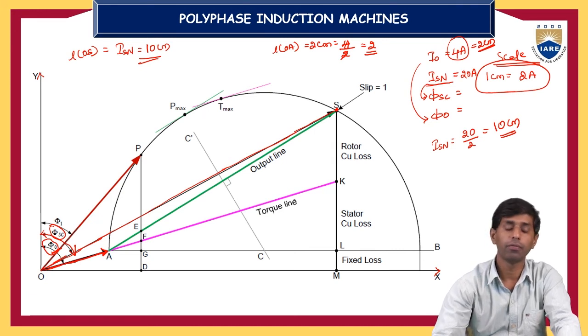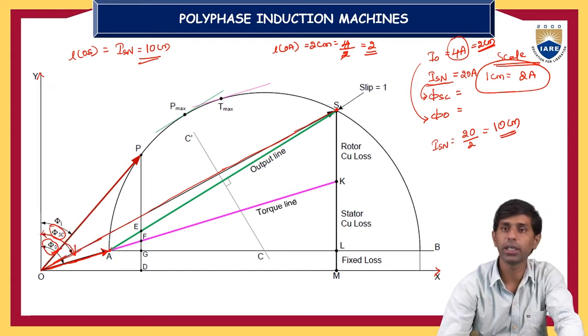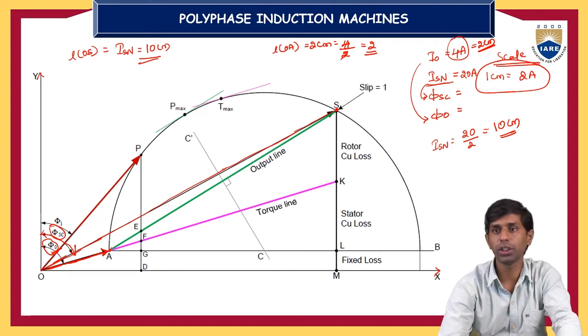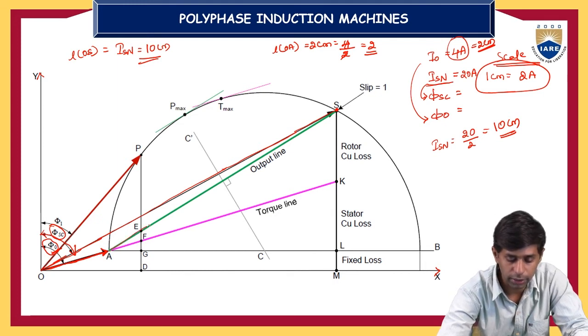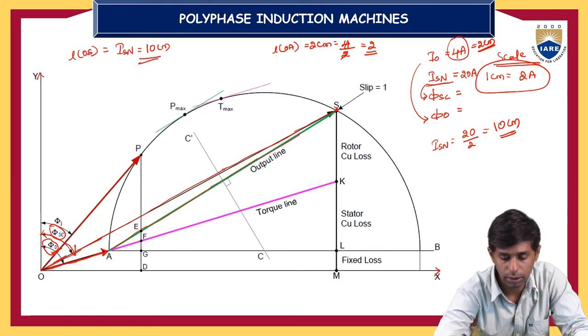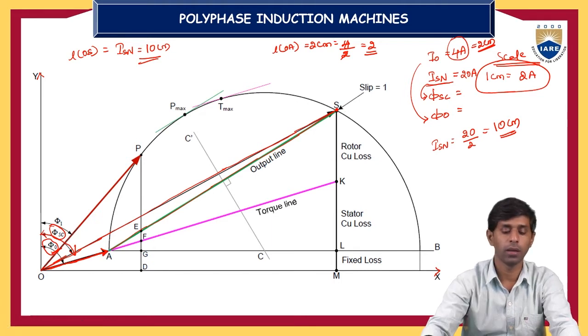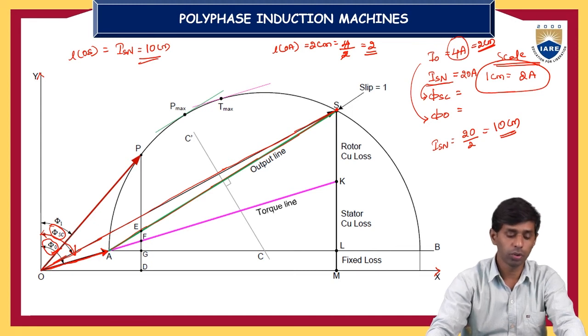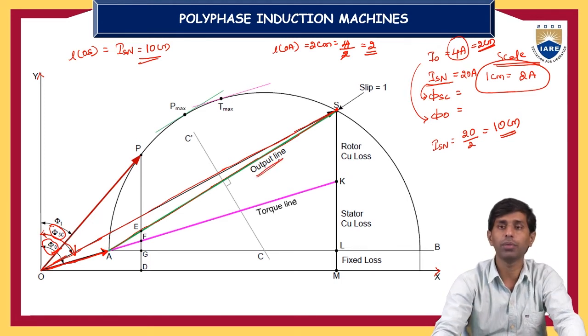Third step, from point A, this green color line, draw a simple line which joins the points S and A. Third step, draw a line from point A to point S. Just simply join these 2 points. That line we can name as the output line of the induction motor.